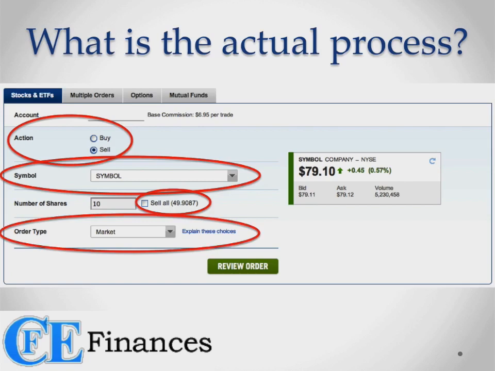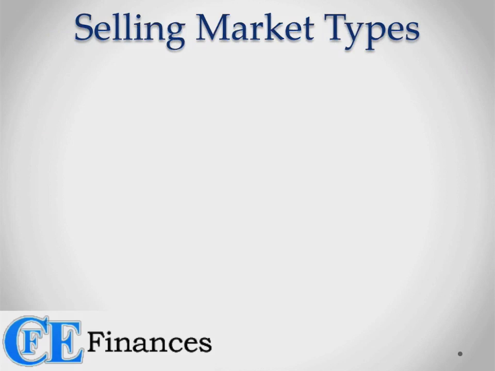And lastly, this course has gone over what the bid and ask prices are, but I wanted to point out where the ask price is when you are going to sell, because that is the exact price that the stock is selling at as opposed to the current price, which is larger. Now we will go over the market types for selling a stock.